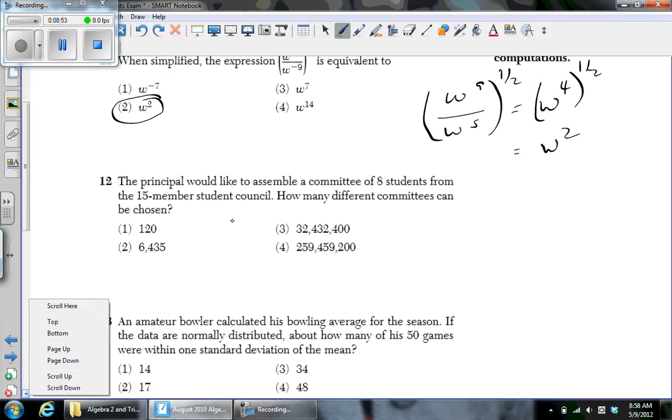Assembly committee, 8 students, 15 members. How many different committees? So that's going to be 15 C 8. And you type that in your calculator, and you get choice 2.